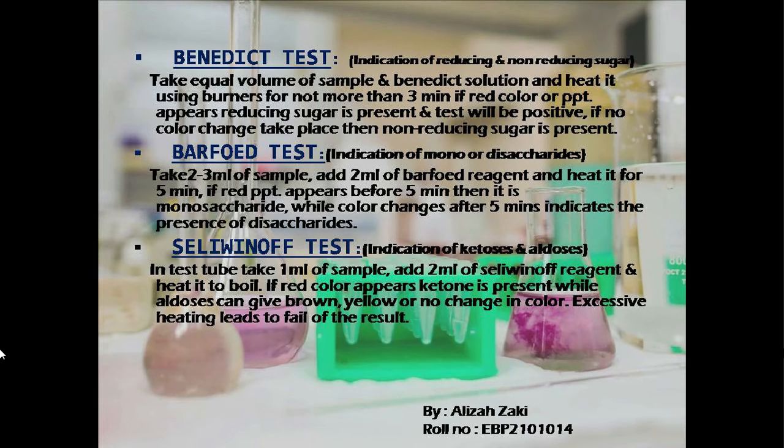Now the observation we have to make is that if a red color appears, it shows that the ketone group is present, whereas if aldoses are present, they can give brown, yellow or no color change. The topic which I have in my section, procedure, is now complete.